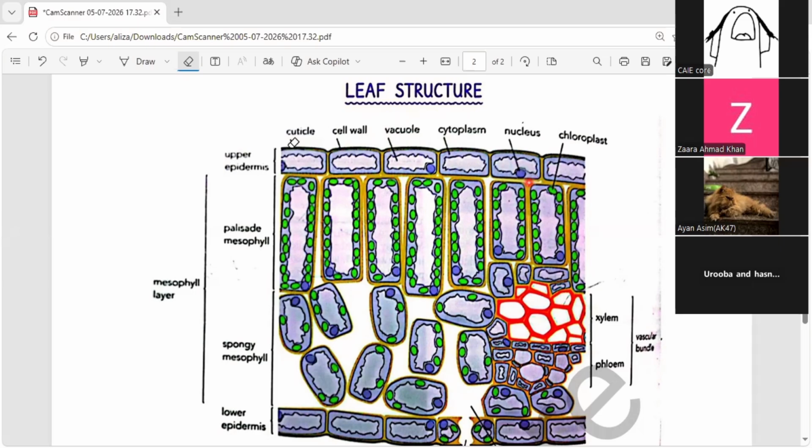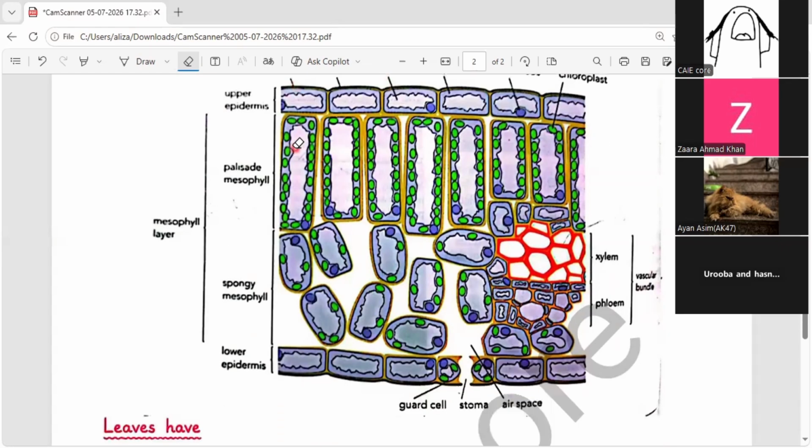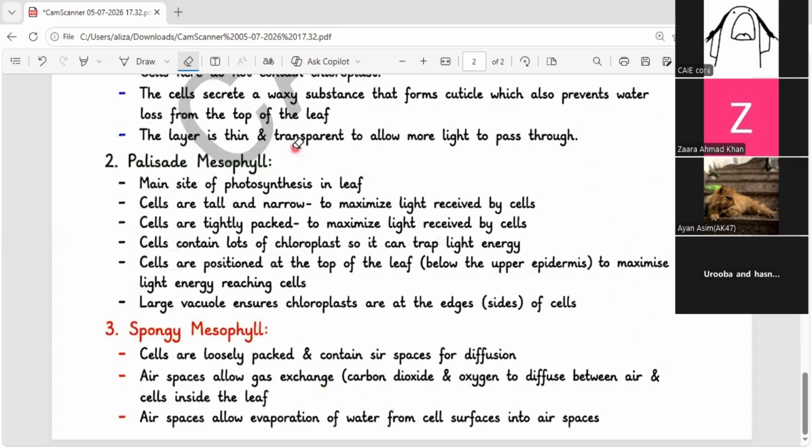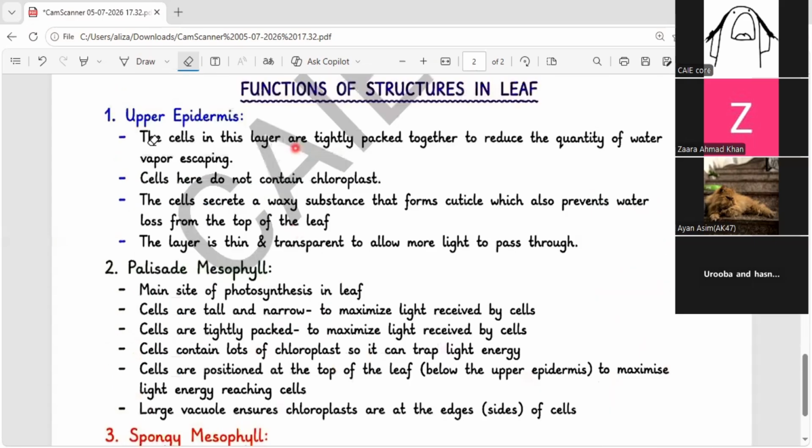And you can see something new mentioned here, that is cuticle. What in the earth is this cuticle? So let's take a look at that. First of all, in the upper epidermis, the cells in this layer are tightly packed to reduce the quantity of water vapor escaping.